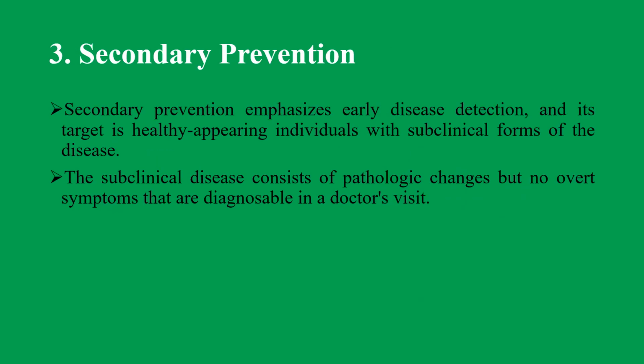Then for secondary prevention, this emphasizes early disease detection, and its target is healthy appearing individuals with subclinical forms of the disease. So here the disease condition might be present, but the individual might not have been diagnosed with the condition. And when they are diagnosed, the aim should be to prevent the disease from further progressing.